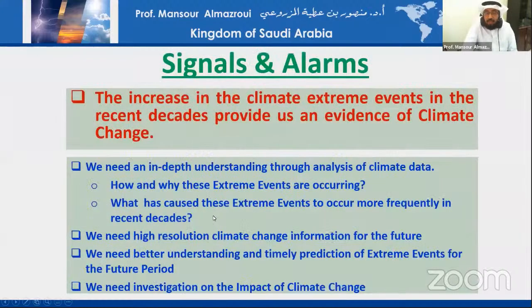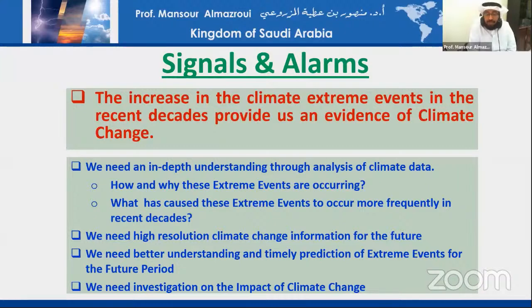So this is the signal you can see, as I mentioned, that the increase in climate events in the recent decade provides us evidence of climate change. To understand the mechanism of climate change, we need to analyze the climate data and identify the extremes and what the causes of these extremes are. So this needs a lot of effort, in fact.